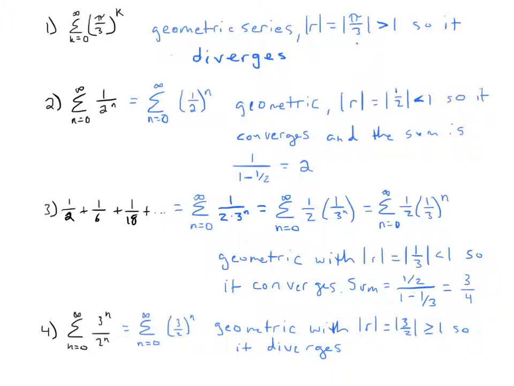And for the last one, this one looks more geometric. We have 3 to the n over 2 to the n. Because they're both raised to the n power, I can undistribute that n, and I get 3/2 as my r raised to the n power. So this is geometric with r equals 3/2. 3/2 is greater than or equal to 1, so that means our series diverges and there's no sum for it.